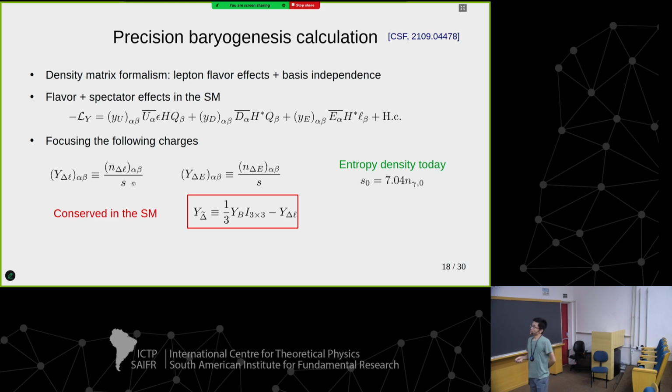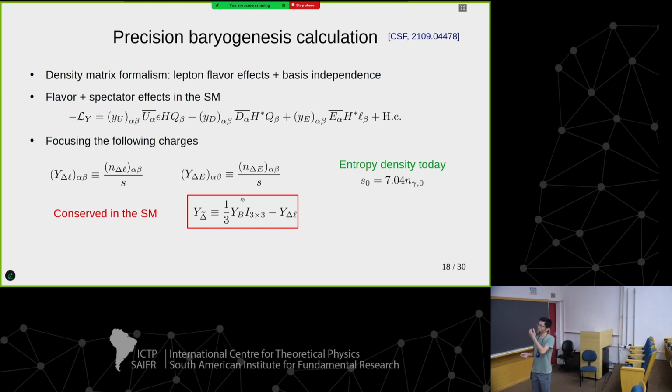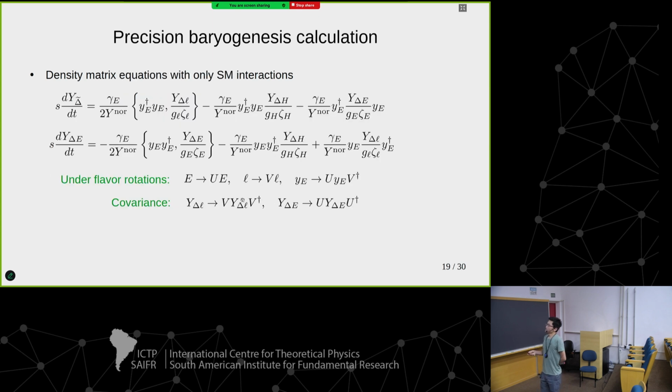In the standard model, this combination B minus L is conserved, so it's very useful to use. Because if you include new physics, then you can change this quantity. In the standard model it won't change because it's conserved. If you start from 0, it's 0. If you start from something else, it's something else.